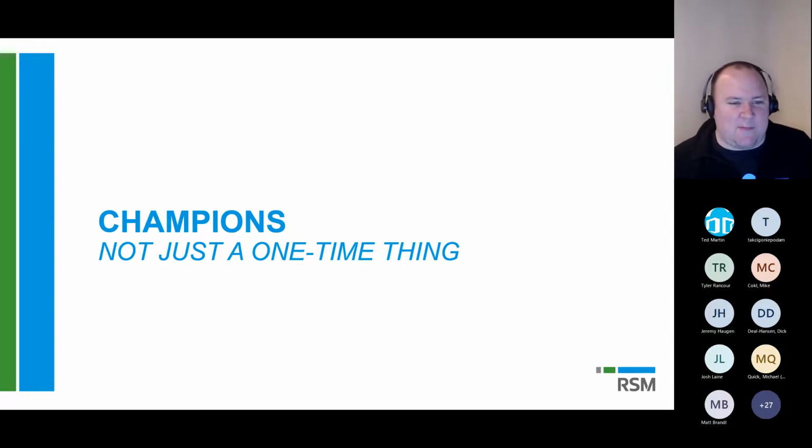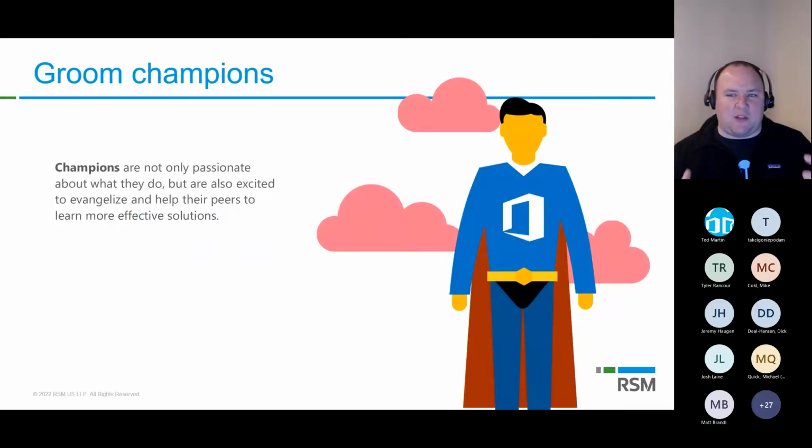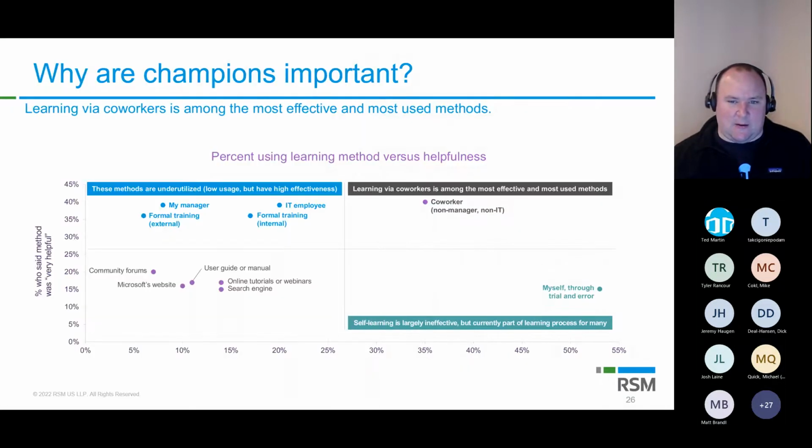Don't make it a one-time thing. Do not make it a one-time thing. Don't say, hey, you've done this and now it's time for you to be done. Review with them. If you're not familiar with the champion side of it, of course, find people that are passionate about what they do, and people that are excited to help others with the solutions. There's people inside your organization that certainly fit those guidelines.